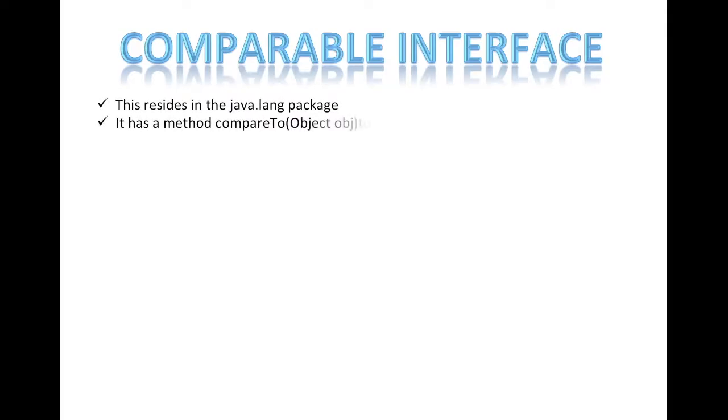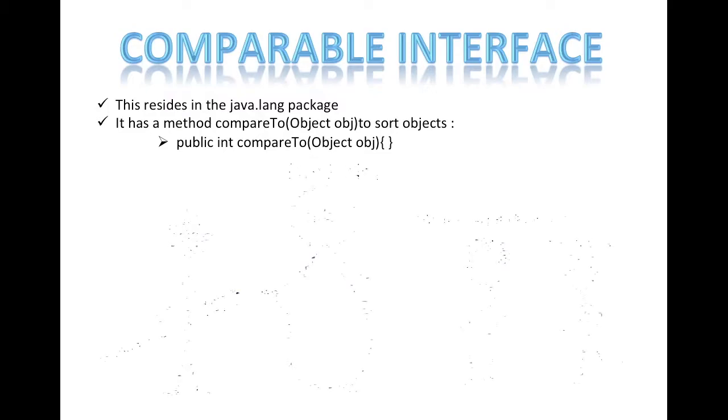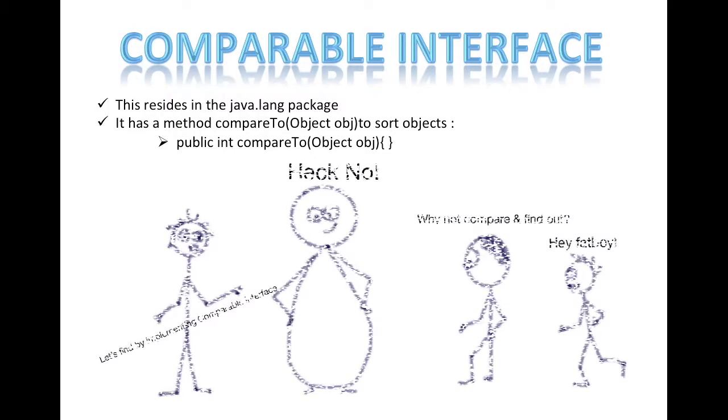Having a look at the Comparable interface. This resides in the java.lang package. It has a method compareTo(Object) to sort objects. The syntax is public int compareTo(Object). Now let's suppose a scenario where there is a collection of employee objects and we want to sort it based on their weight. If we want to sort it based on their weight, then we can use the Comparable interface.